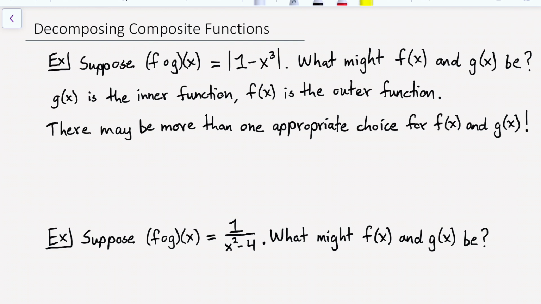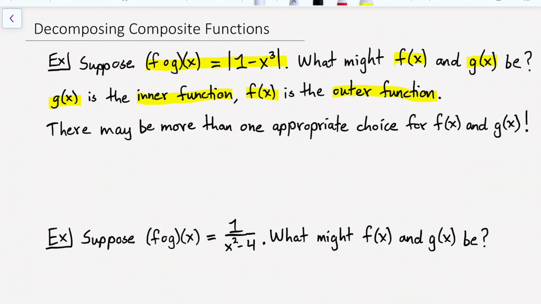So suppose f composed with g of x is the absolute value of 1 minus x cubed. So we're looking at a composite function here, and we're asked what might f of x and g of x be? What original starting functions would result in this composition? It's helpful to remember that when we're looking for g of x, we are thinking about what's the inside function. And when we are looking to express f of x, we're thinking what is the outside function here? And there may be more than one appropriate choice for f of x and g of x.